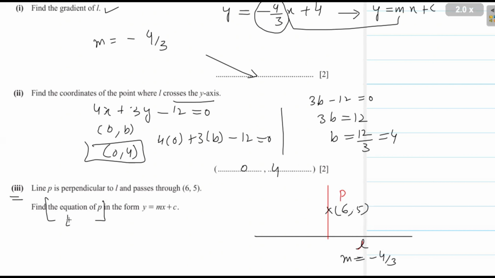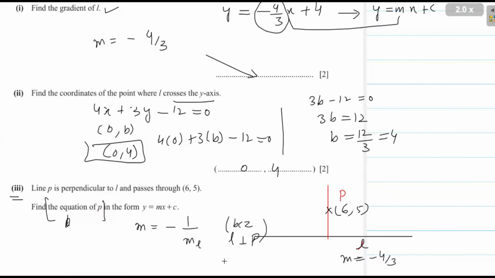The equation of line P is y equal to mx plus c. In this equation, the gradient m will be equal to the negative reciprocal of the gradient of line L. Reason, because line L is perpendicular to line P.